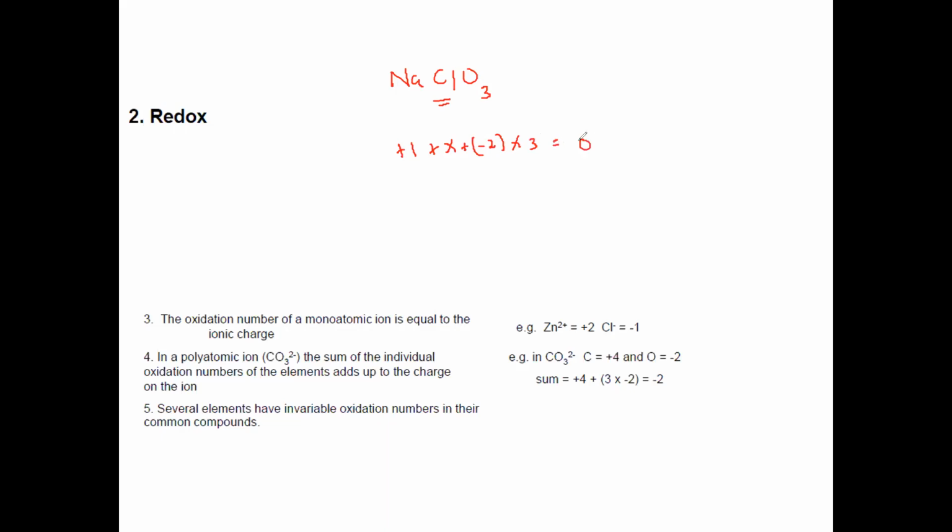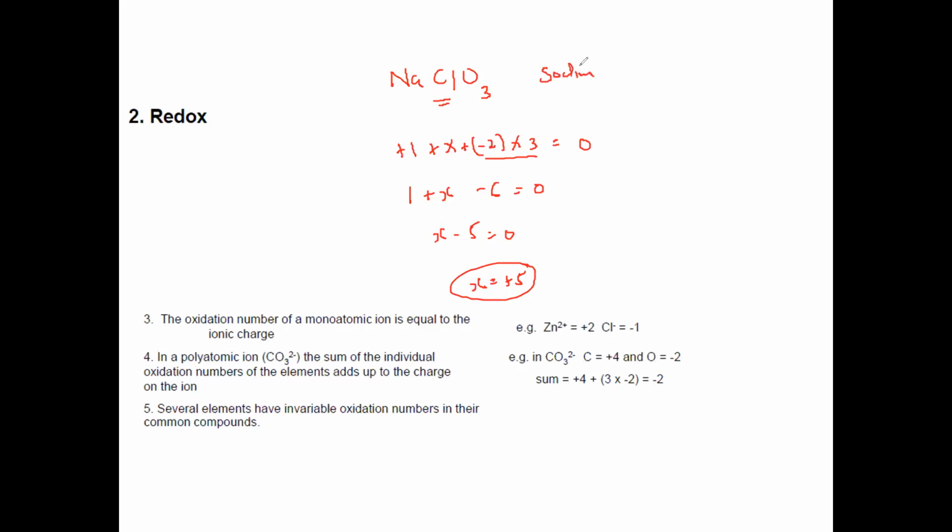And the sum of the oxidation numbers for the compound should be 0. So when I solve the equation, it is 1 plus x, and -2 multiplied by 3 gives -6, equal to 0. So x minus 6 plus 1 equals x minus 5 equals 0. So x is equal to +5. So this compound is called sodium chlorate(V).